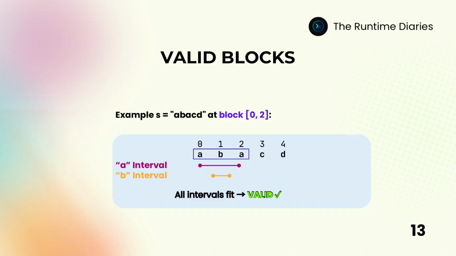Similarly, blocks 3, 3 and 4, 4 are single character blocks, and they're also valid because those characters appear only once. The longest valid block is 0, 2, which has a length of 3. That's the answer.